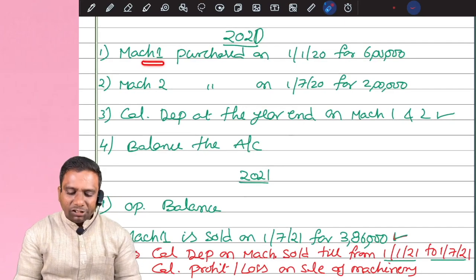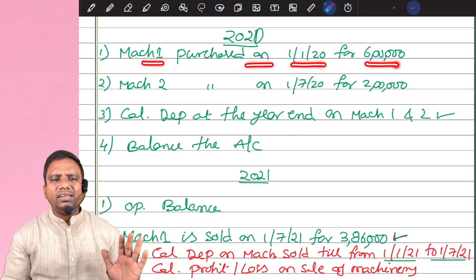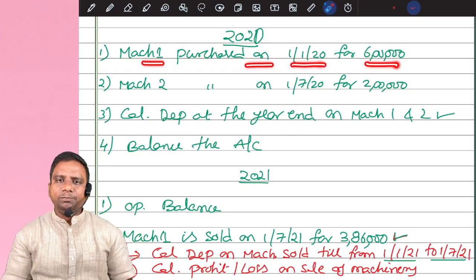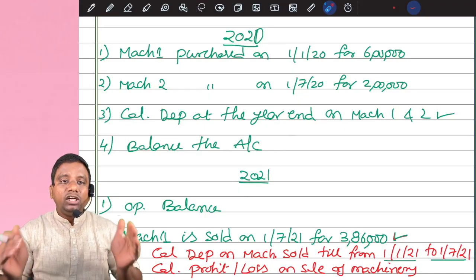Machinery 1 purchased on 1/1/2020 for 6 lakhs. We record the entry straight away on 1/1/2020. Machinery account debit to cash or bank account. Over. Again, during the year, what happened?